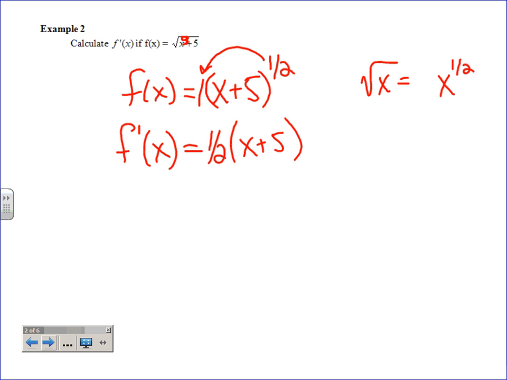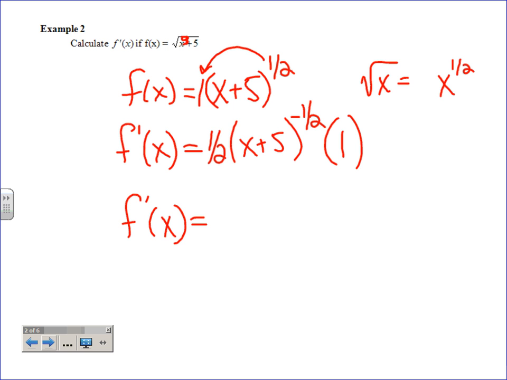Now here's where a lot of people do mess up. Negative 1/2. Excellent. Got to go down a power. Very good. Times 1. Why times 1? Derivative of the inside. Very good. And so we just got to kind of clean this up.